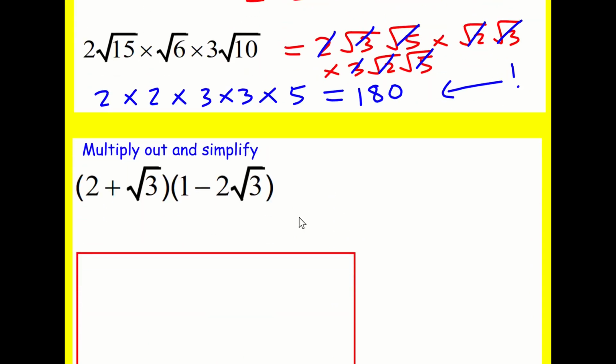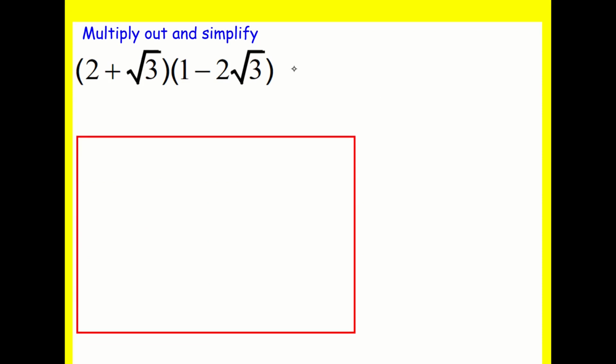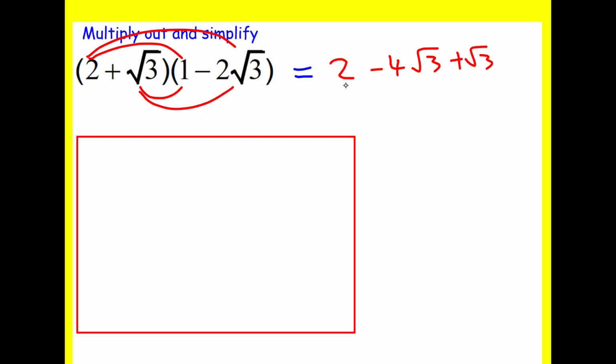And finally, just want to remind you about multiplying out surds. So to do this, I call it the crab claw method. So actually, let's do it in red. I'm going to times the first two terms. So that's going to be 2. And then the first and the last, that's going to be minus 4 root 3. Be aware of that. And then this one and this one, which is going to be plus root 3. And this one and this one, which is going to be minus 2 root 3 times root 3.